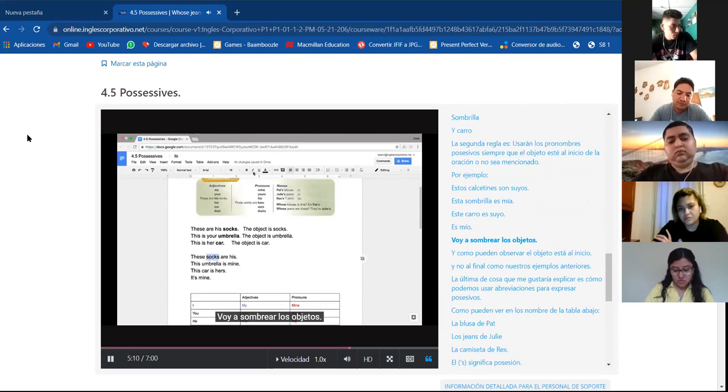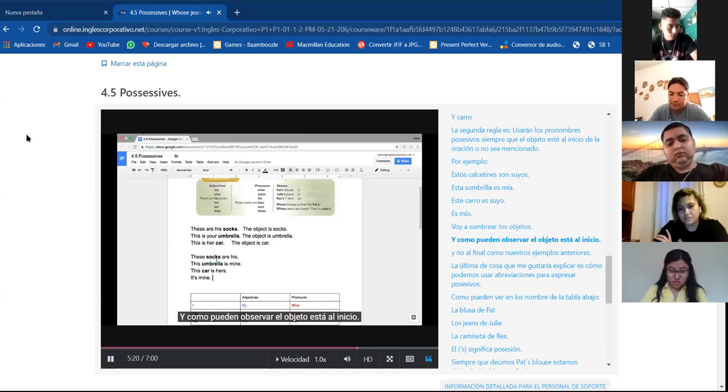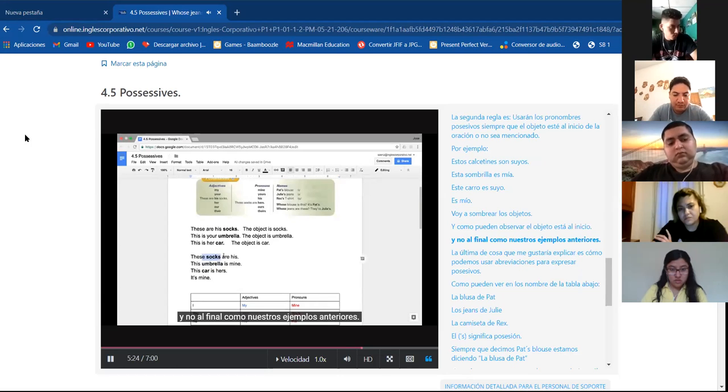The object is grayed out. And as you can see, the object is at the beginning, not at the end, as in our previous example.